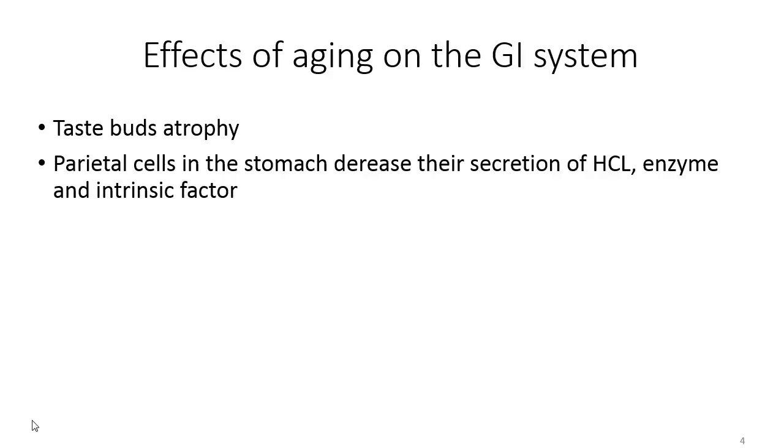The parietal cells in the stomach decrease their secretion of HCl, an enzyme, and intrinsic factor, so that puts them at risk of pernicious anemia because they're not able to absorb B12 as efficiently as they had when they were younger.